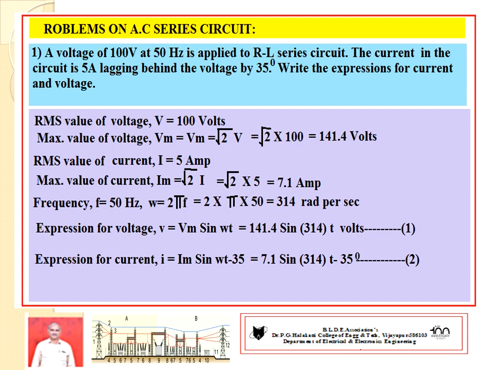RMS value of voltage is given. So you can find out the maximum value of voltage. Vrms equal to Vm by root 2. By using this relation, Vm equal to root 2 into V. So you calculate the Vm, 141.4 volts. Similarly, RMS value of current is given, I equal to 5 ampere. Then you find out the maximum value of current, Im equal to root 2 into I. So we are getting 7.1 ampere.